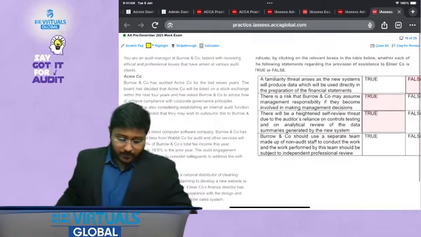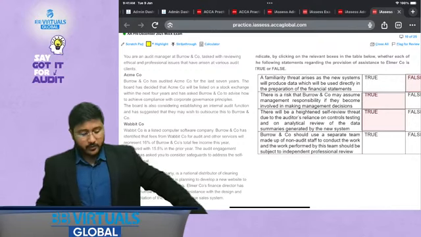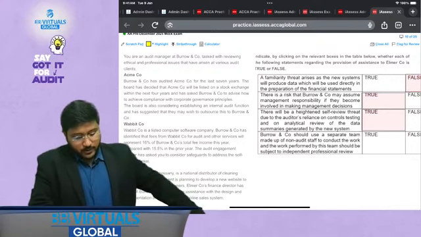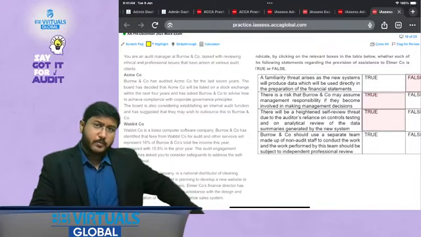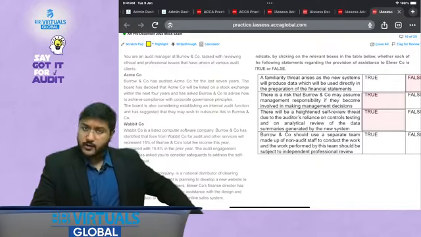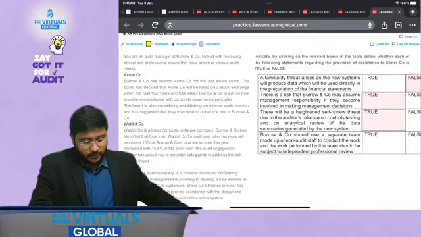Now Webbit company. Webbit company is a listed computer software company. Borough and Company has identified that fees from Webbit company for audit and other services will represent 16% of Borough and Company's total fees income this year, more than 15%, compared with 15.5% in the prior year, that was also more. The audit engagement partner has asked you to consider safeguards to address the self-interest threat. This we have understood.